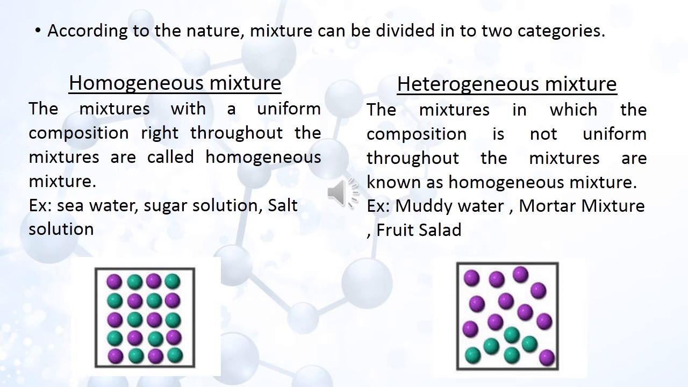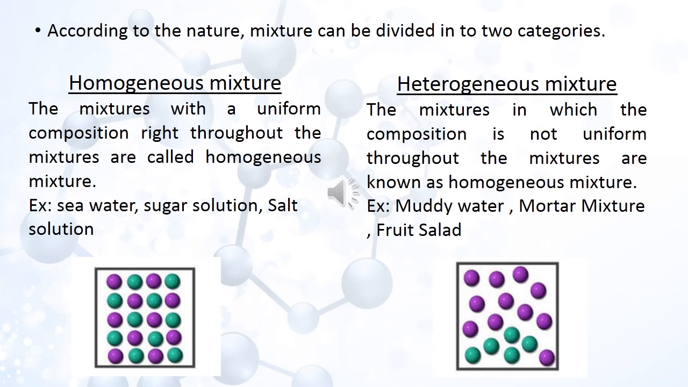See this diagram. You can see how the constituents are distributed. Constituents are shown in two different color dots. So you can see how they are equally distributed throughout the mixture. So this is a homogeneous mixture.